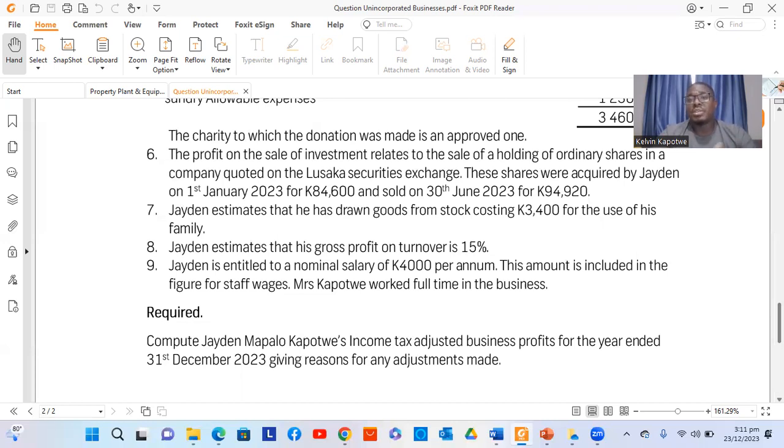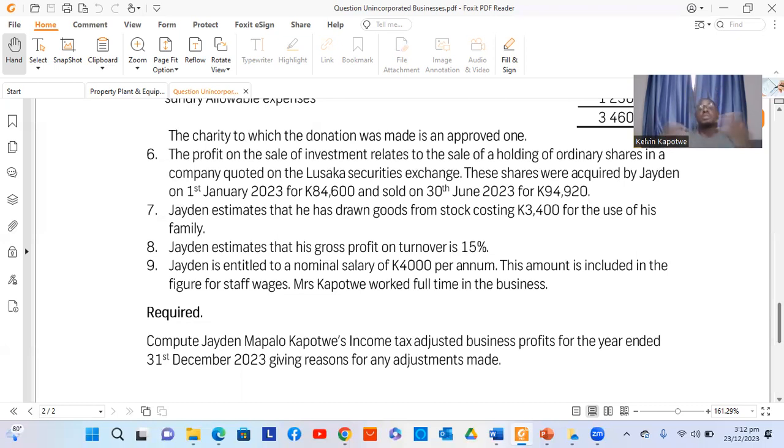But in an event that your son gets 5,000 and the other worker gets about 4,500, but they do the same work, they are both consultants, then the 500 on top is going to be disallowed because that is not a justifiable cost. So in this case, we've been told that the wife is a full-time employee of this business. As such, the wage that is paid to the wife is an allowable expense.